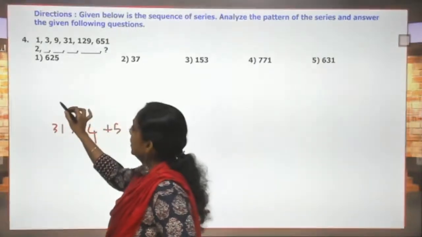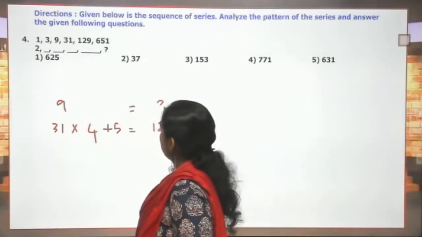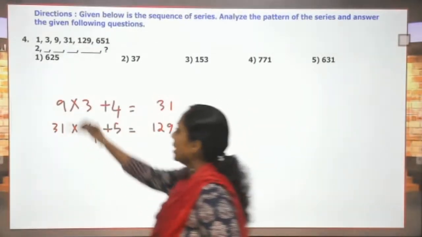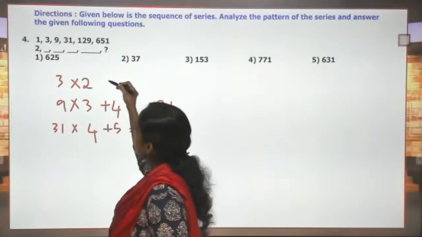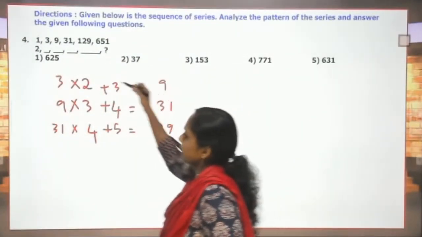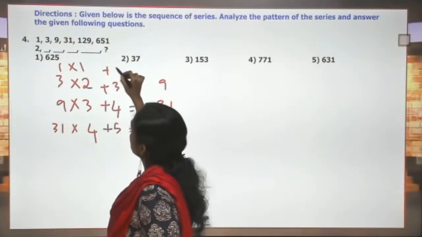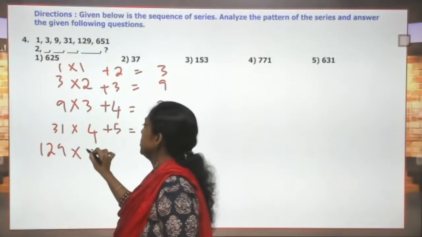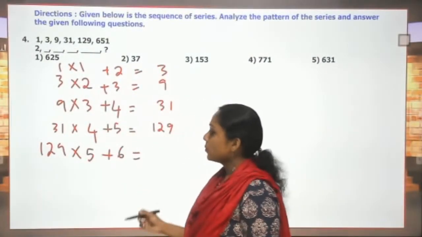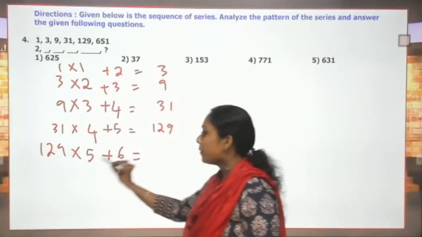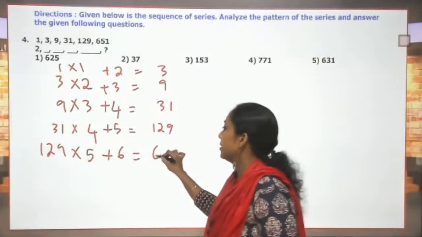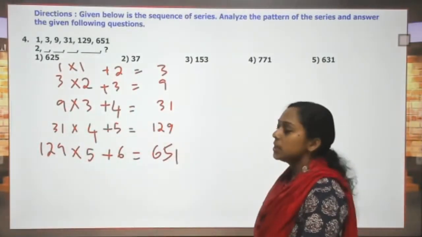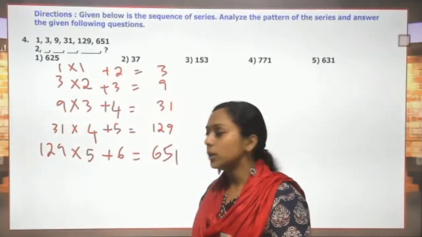Next, 9 to 31, that is into 3, 27, plus 4, 31. Next, 3 to 9, 3 into 2, 6, plus 3, 9. Next, 1 into 1 plus 2, that is 3. Next is 129 into 5 plus 6. Observe the last term, 9 5s are 45, plus 6, 1. Yes, it ends in 1. So you got the pattern. That is into 1 plus 2, into 2 plus 3, into 3 plus 4, into 4 plus 5.